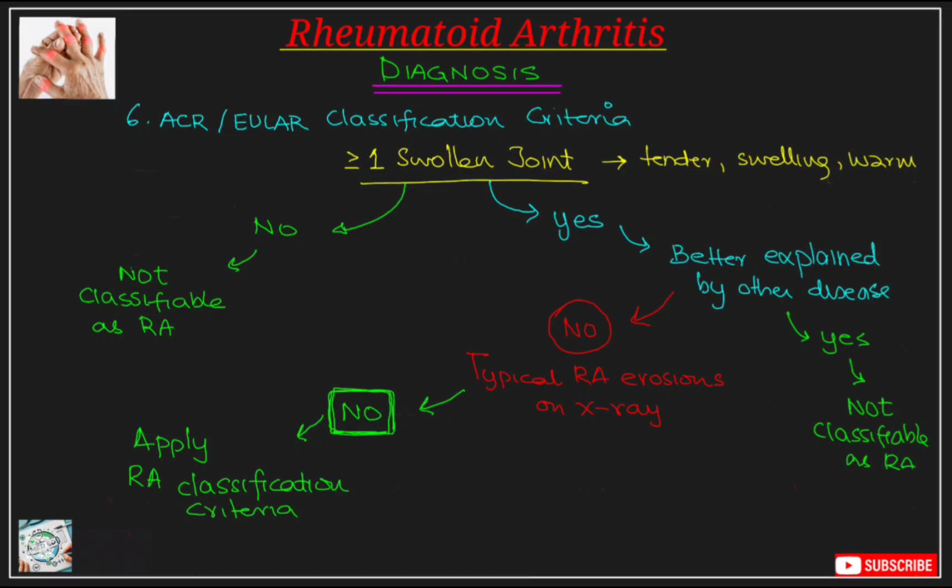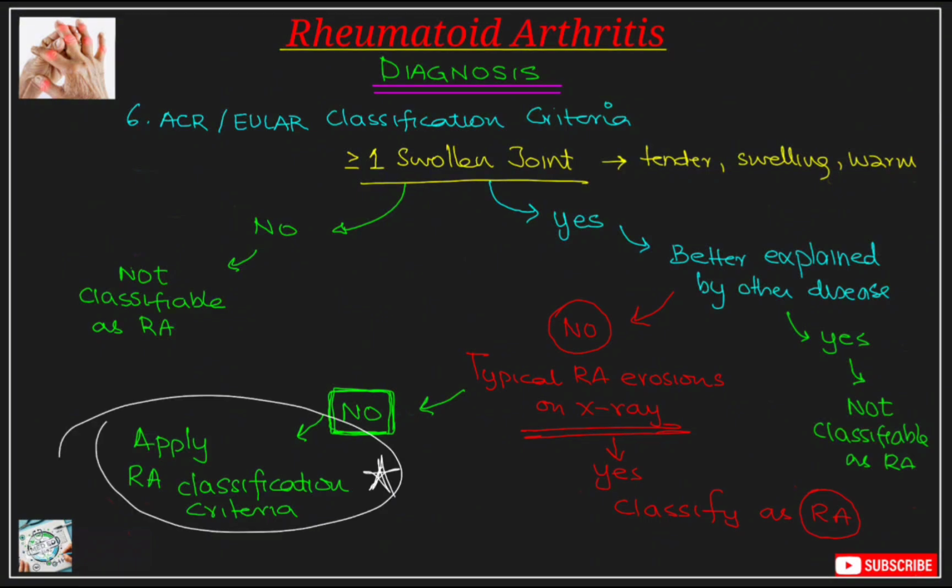And now the last scenario is a patient having a swollen joint which cannot be explained by other disease, and the X-ray shows typical marginal erosions. We can directly classify them as rheumatoid arthritis. So to recap, the patient must have at least one swollen joint. The swelling should not be better explained by any other disease. If there are typical erosions on imaging, rheumatoid arthritis is confirmed. If no erosions are present, we use the classification scoring system to determine the diagnosis.